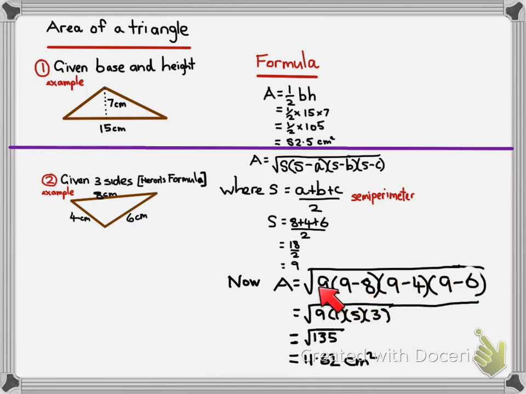So really we're taking this semi-perimeter S and then we're taking its difference to each side. How different is 9 to 8? It's a difference of 1. How different is the semi-perimeter 9 to side length 4? It's 5 different. How different is the semi-perimeter to this side over here, which is 6? Well, it's 3 different. So it's the semi-perimeter multiplied by its difference from each side, and that gives me 135 under the square root sign. Don't forget to take the square root, and we get 11.62 square centimetres. So that's Heron's formula.